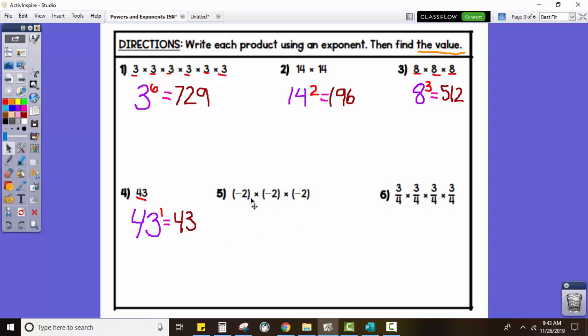Number 5, now you need to notice I'm multiplying -2 for my base. It's very important you put this in parentheses. Otherwise, if you have no parentheses, it's telling you to take 2 and multiply it 3 times and throw the negative on the end, which we'll get to looking at more in a later lesson. So -2, and I have 1, 2, 3 times, -2 to the 3rd power.